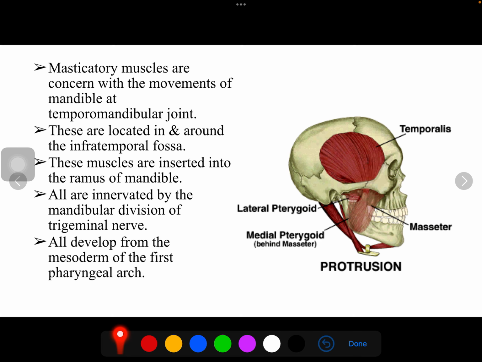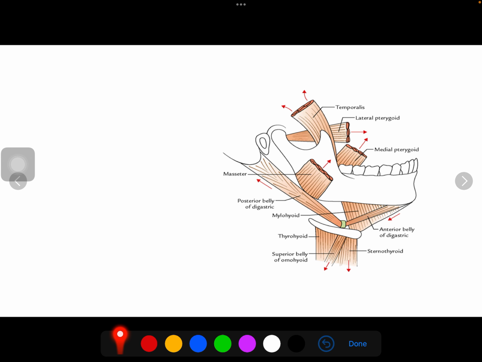and all these muscles are supplied by the mesoderm of the first pharyngeal arch. The next one, the principal muscles of mastication. The first muscle is the temporalis muscle. This muscle is located in the temporal fossa, but its tendon of insertion is in the infratemporal fossa.